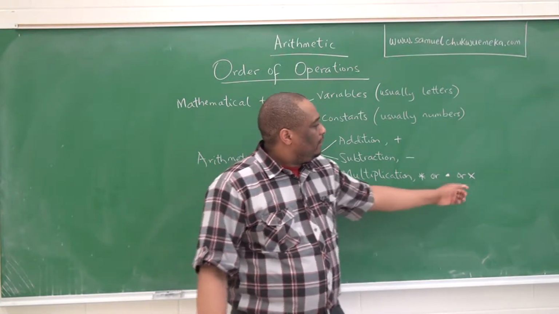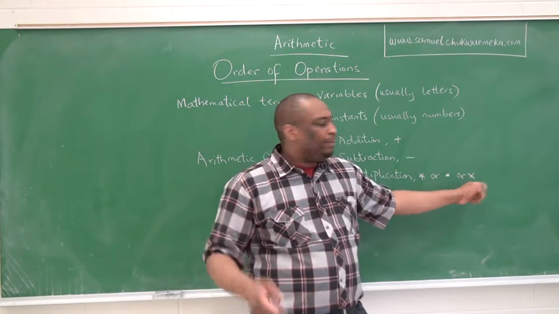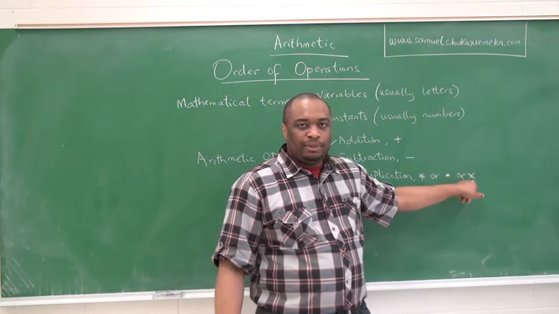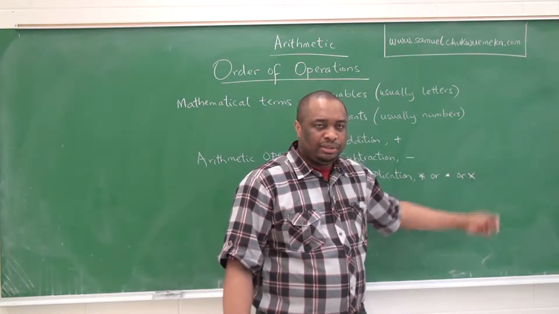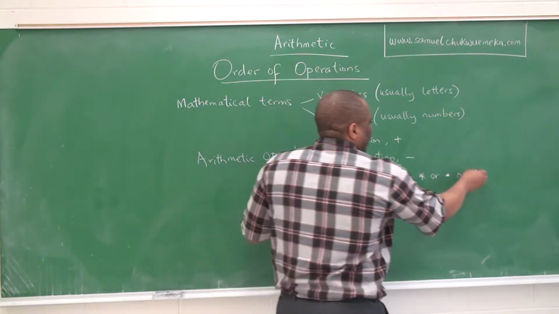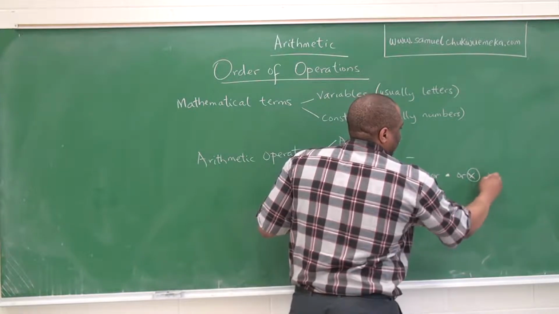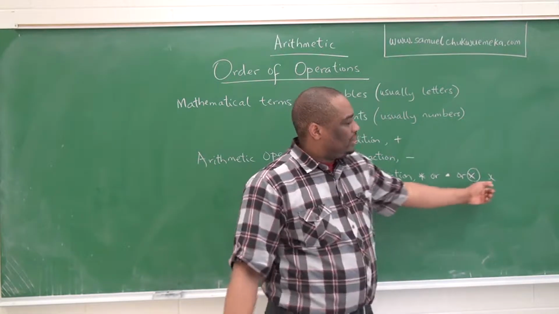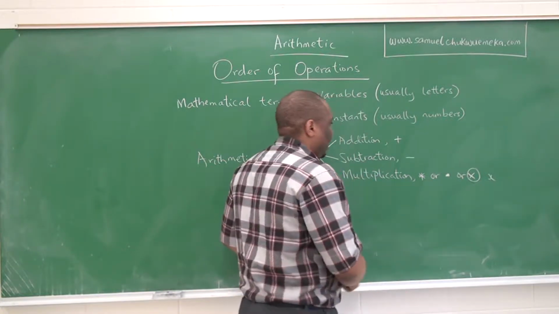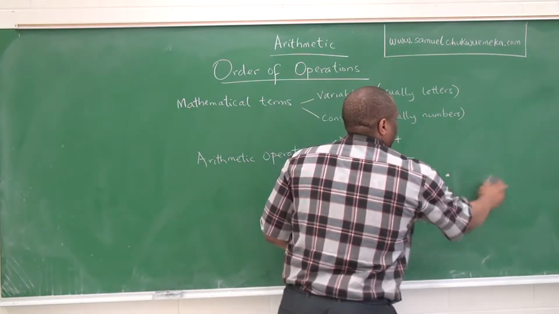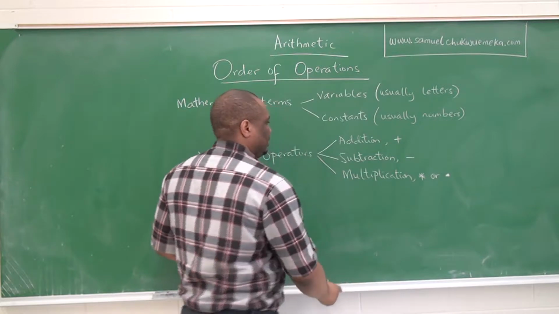Now, some people use this as multiplication. I don't like using this as multiplication because some people write X like that. Okay? Yeah, I know this is the way to write X, but some people write X like this. So I don't like using that as multiplication.